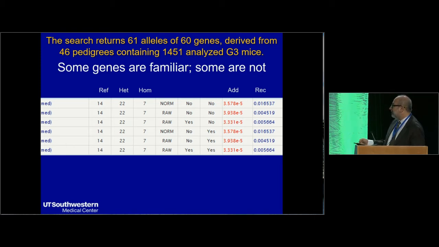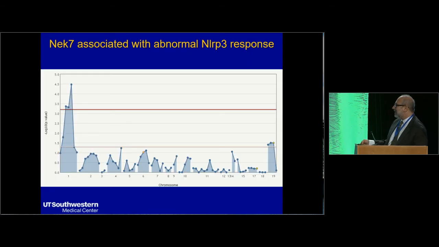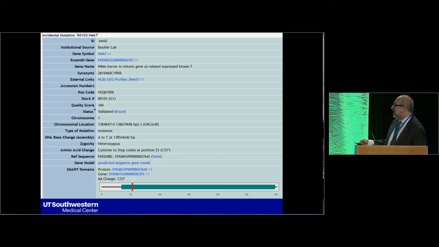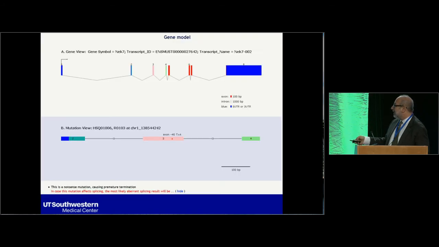If you click on one of these numbers, then you immediately get a Manhattan plot showing linkage of every mutation in the pedigree to the phenotype that we've specified. And if you were to click on this particular point, you would see that that's NEC7. Knowing nothing about NEC7, it's convenient that the computer already has gathered information about it, and one can see, for example, a SMART model showing where the mutation is, what it does to the protein. You can also look at a gene model, and you find that this is an exonic mutation, not likely to affect splicing. If it had, it would tell you what it was likely to do to the protein.